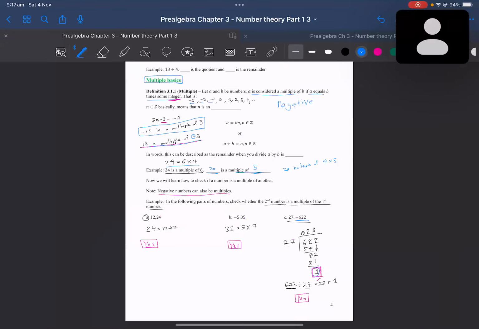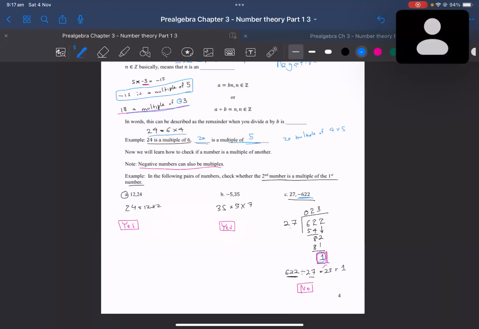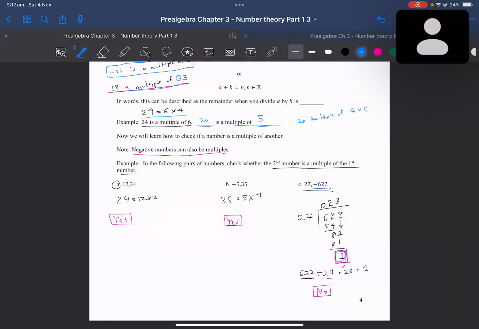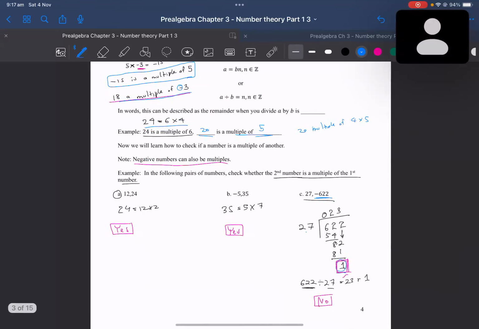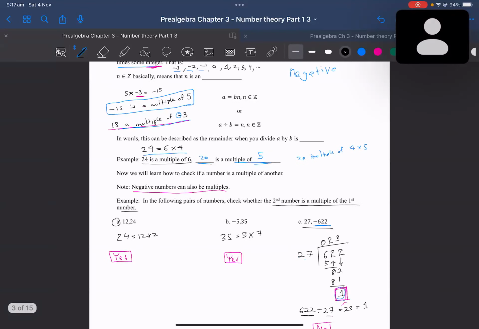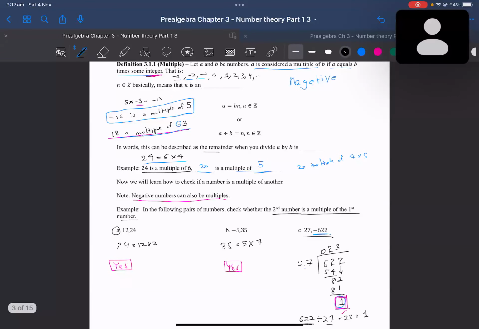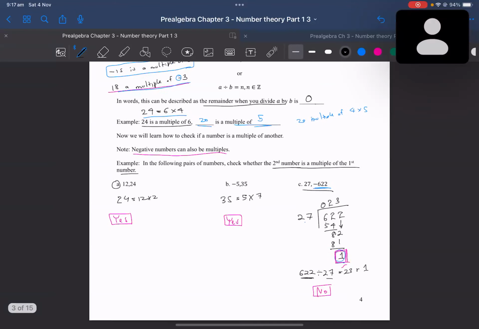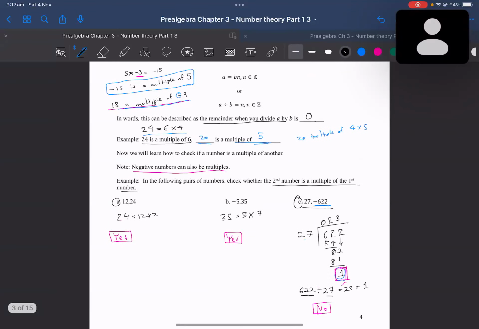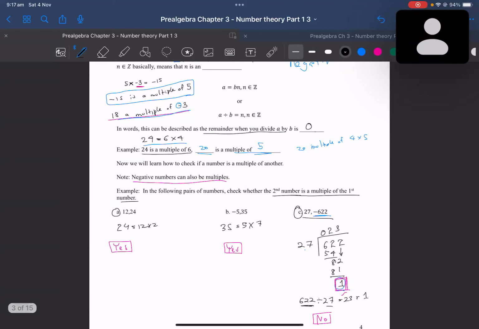Actually, it's okay. I figured it out. No, it's fine. Please ask the question. Do you know in the top it says in words this can be described as a remainder when you divide A by B? I didn't really understand that. Oh, so another way to describe multiple means the remainder when you divide A by B is 0. Yep. That's the concept. That's what we just used here. It also says A equals B times N, N E Z. I didn't really understand that either.